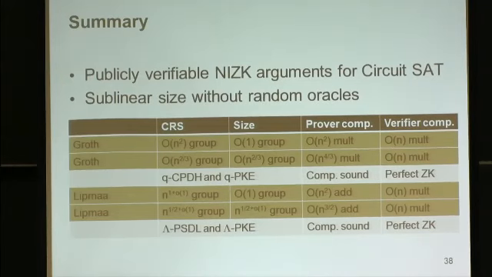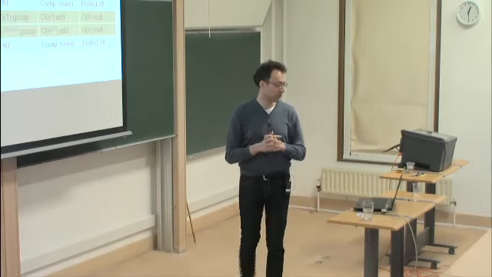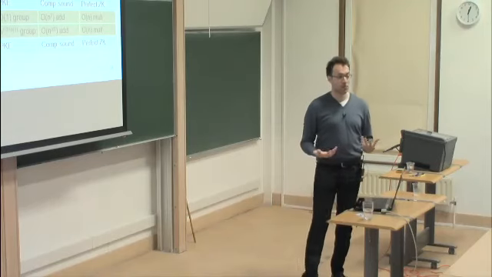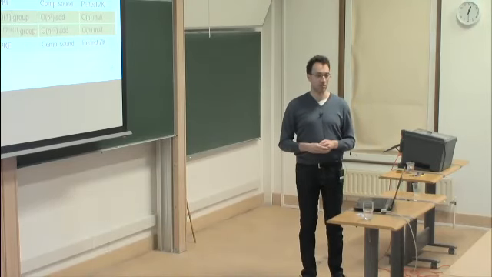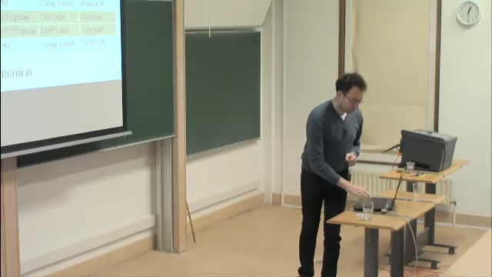Okay. So what we have now is a publicly verifiable non-interactive zero knowledge argument for circuit satisfiability, and we actually have this sublinear size without using random oracles, but instead using the knowledge of exponent assumption. That's it. Thank you.